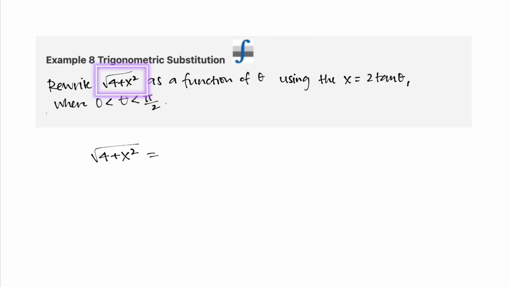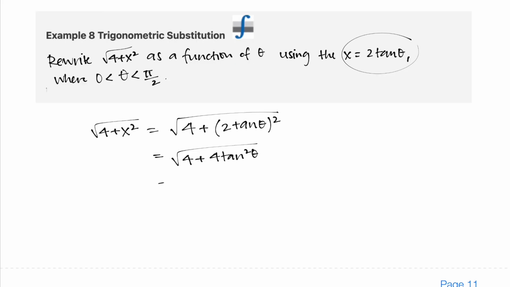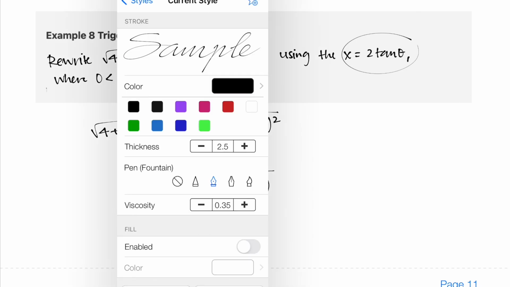Now, the expression we're dealing with is the square root of 4 plus x squared. But in this particular case, x is equal to 2 tangent theta, so we can just substitute that in and see what's going to happen. That's going to give us 4 plus 4 tangent squared theta. So we can factor out the 4 from each of the individual terms under the square root symbol. That gives us the square root of 4 times 1 plus tangent squared theta. The whole thing is still under the square root symbol.